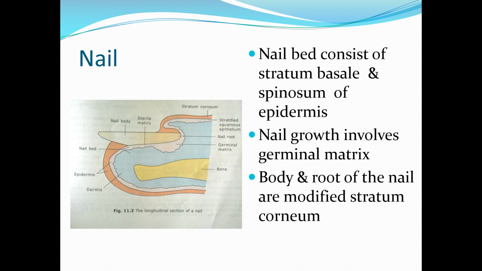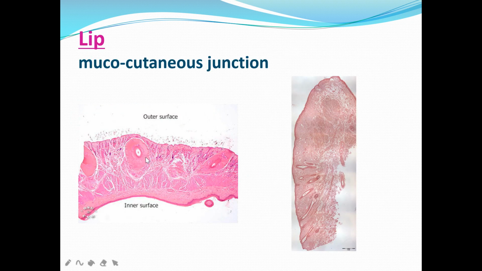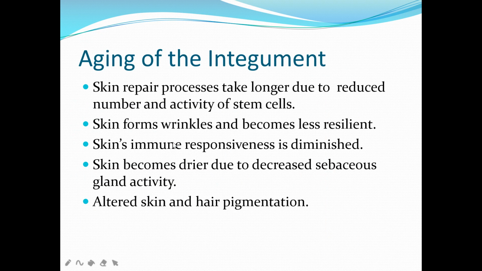Now, what does the nail bed consist of? The nail bed consists of the stratum basale and spinosum of the epidermis. Nail growth includes the germinal matrix. The body and the nail root are the modified stratum corneum. This is the mucocutaneous junction of the lip, inner surface and outer surface.